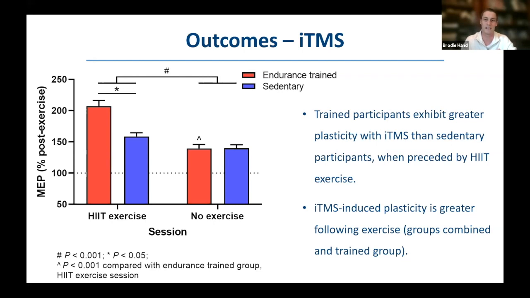We can see that when preceded with HIIT exercise, ITMS-induced modulation of MEP amplitude is greater in the endurance-trained cyclists compared with the sedentary group. This provides evidence that regular physical activity promotes the upregulation of plasticity following an acute bout of exercise. Furthermore, this study supports recent work that suggests that acute exercise in itself promotes the response to experimentally induced plasticity, as we see greater modulation of MEP amplitudes following ITMS in the exercise session compared with the control session.